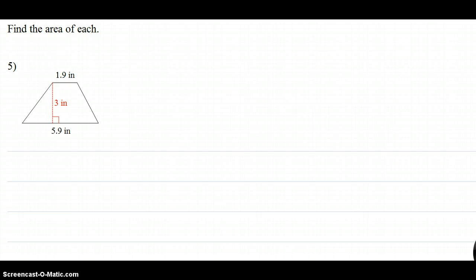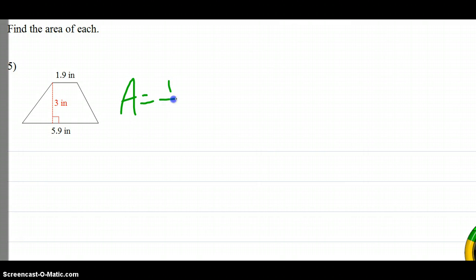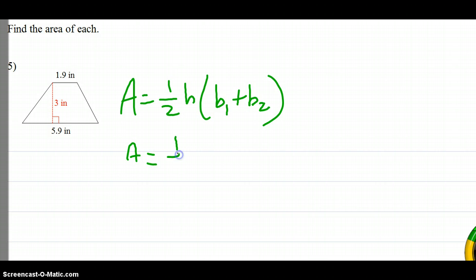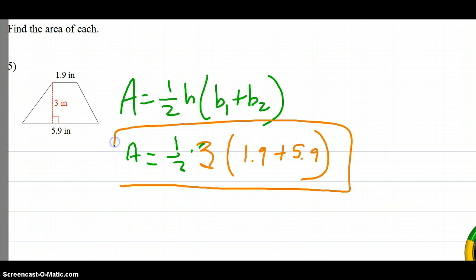Number 5 is what we call a trapezoid. And the formula for a trapezoid is 1/2 the height, and then you add the 2 bases together. So in this case, we'd have area equals 1/2 again. The height of this trapezoid is 3. I'm not sure what's going on with my pen. So 3. The bases are 1.9 and 5.9. And then the fastest, easiest, quickest way is just to punch that right into your calculator.